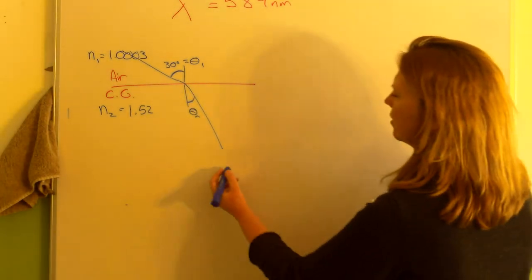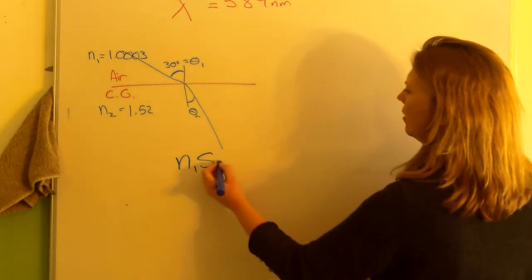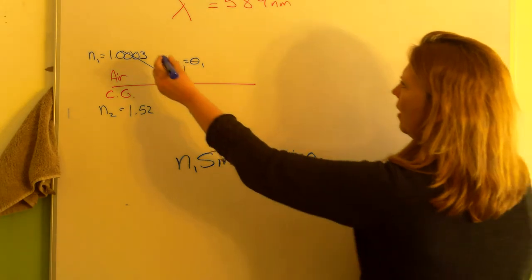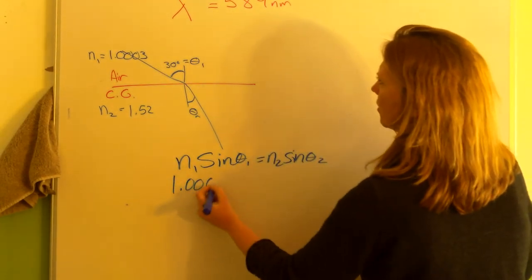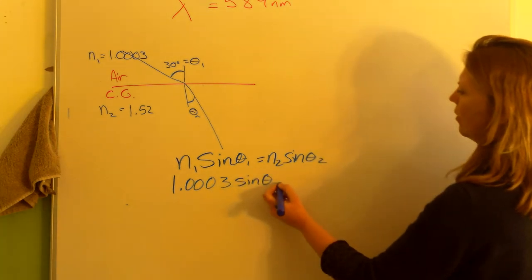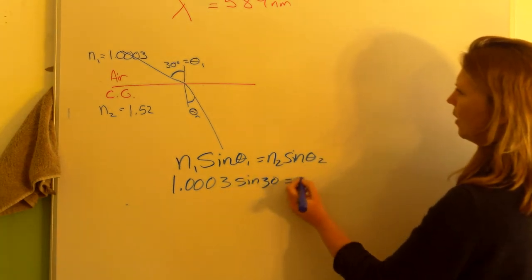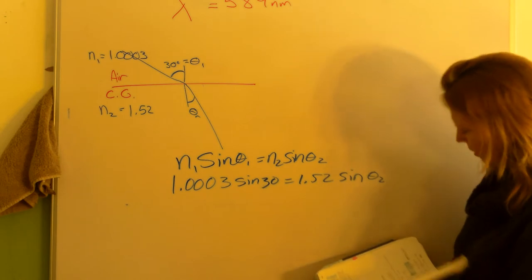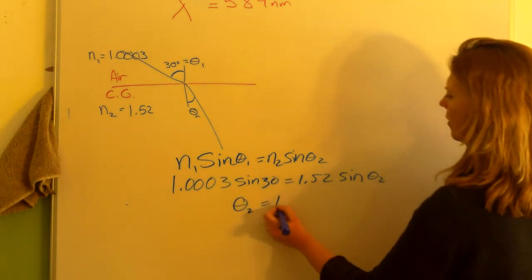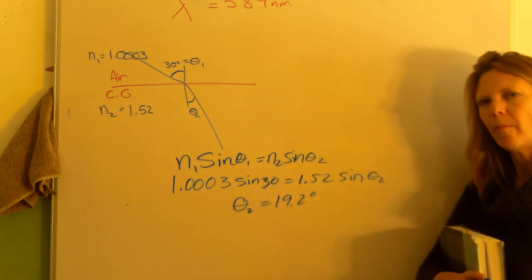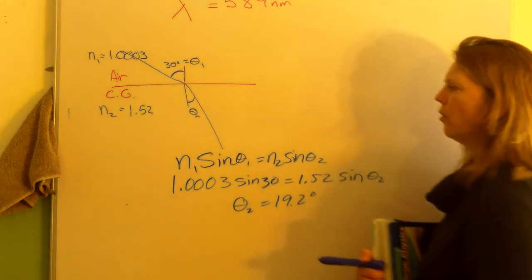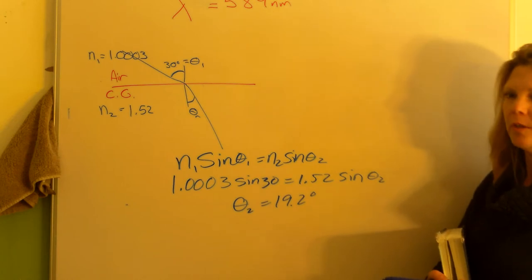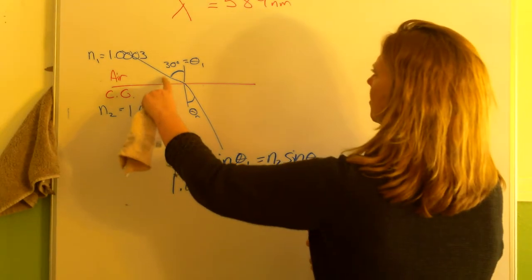So anyway, I would plug this into Snell's law, which is N1 sine theta 1 equals N2 sine theta 2. These are the ones, so 1.0003 sine of 30 equals 1.52 sine theta 2, and theta 2 turns out to be 19.2 degrees. Okay, so pretty straightforward, plug it into the equation. What you really need to get down is what theta 1 is and theta 2, and to be able to draw the picture. You kind of need to be able to draw the picture on these, okay? And know that the angle they're talking about is this one, not this one.